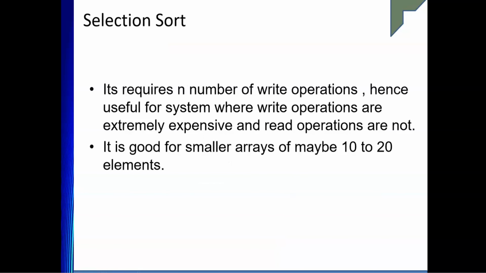So this particular selection sort is useful when we require an n number of write operations. And also it is good for smaller arrays, maybe 10 to 20, the same as bubble sort. But one of the advantages of bubble sort is that, as I told you, if you have the elements in sorted form, then we can modify the bubble sort and easily do the sorting, because we can simply bypass the pass, that you have seen in the video of modified bubble sort.